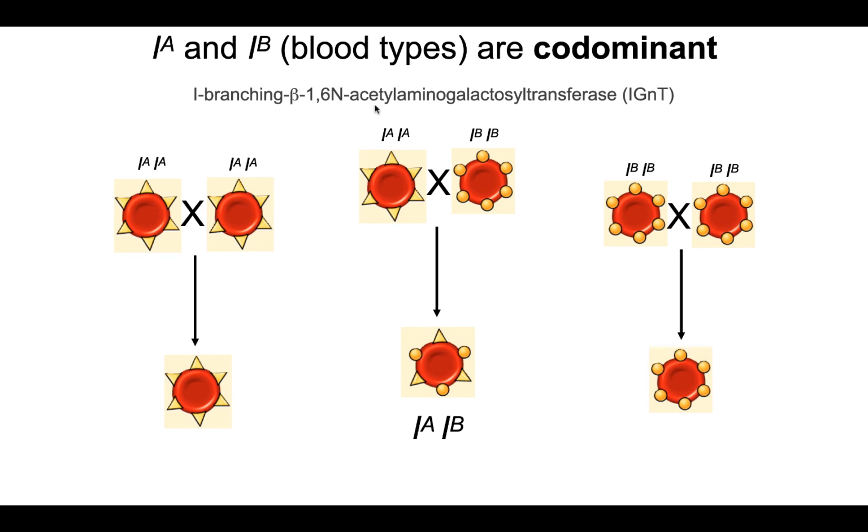So there is an enzyme called I1 branching 1,6 and this. Big, giant, long word, but it's an enzyme. And it's an enzyme that catalyzes the production of carbohydrates, so these glycoproteins on the surface of red blood cells. Now, the IA allele and the IB allele both encode functional enzymes. But the difference is the IA allele encodes an enzyme that makes a very specific glycoprotein.